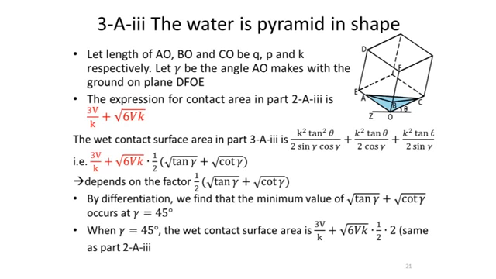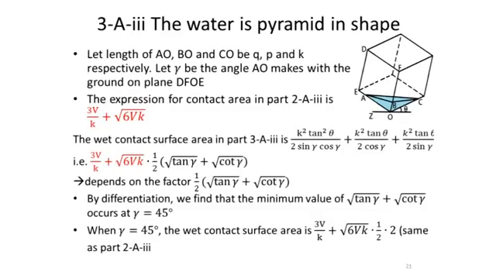In part 3a3, the water is pyramid in shape. We define the length of CO be k. We let gamma be the angle which AO makes with the ground on plane DFOE. We get this one, in the new contact areas expression, which is similar to that in part 2a3. Whether the new contact area is smaller than the original one depends on the factor half root tangent gamma plus root cotangent gamma. By differentiation, we find the smallest wet contact area, which is the same as that in part 2a3 when gamma equals to 45 degrees.